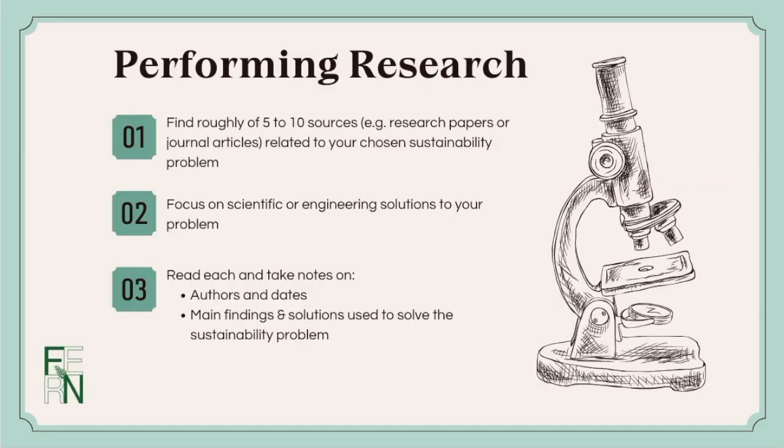Performing your research. Your goal is to find about 5 to 10 strong sources related to your sustainability issue. As you go through them, focus on scientific or engineering-based solutions. How have people tried to solve this problem? Key findings. What worked? What didn't? Authors and dates. This helps you track how recent or relevant the information is. Be sure to take notes as you go. You'll need these later when you're designing your own solution and citing your sources.